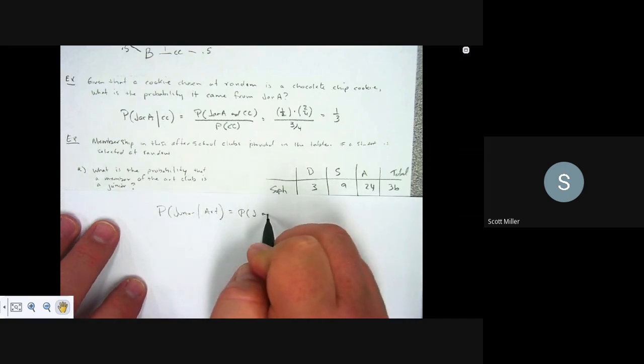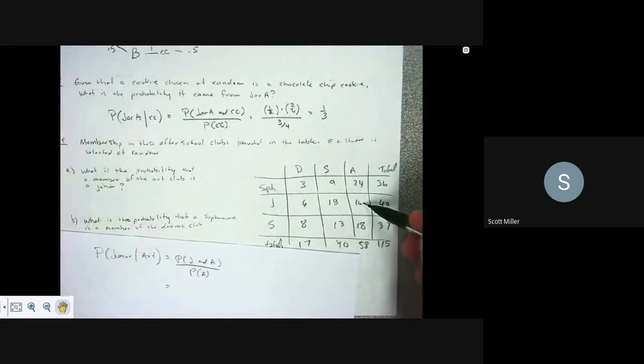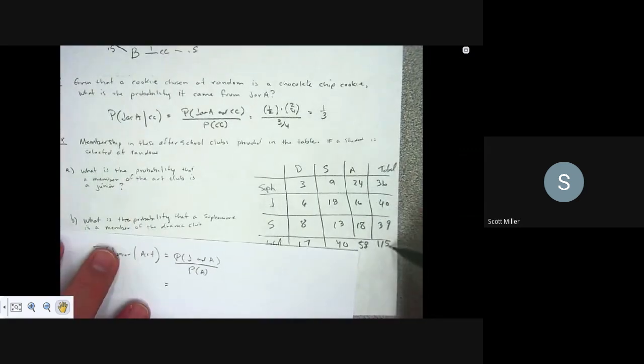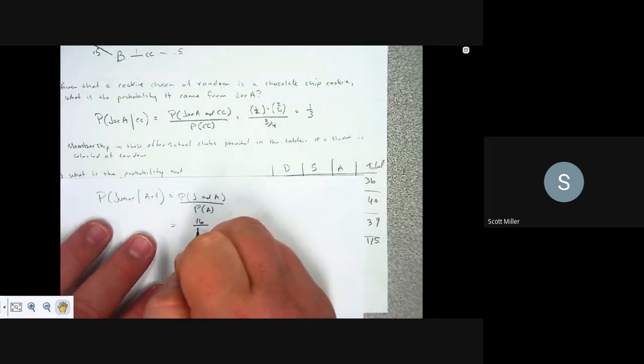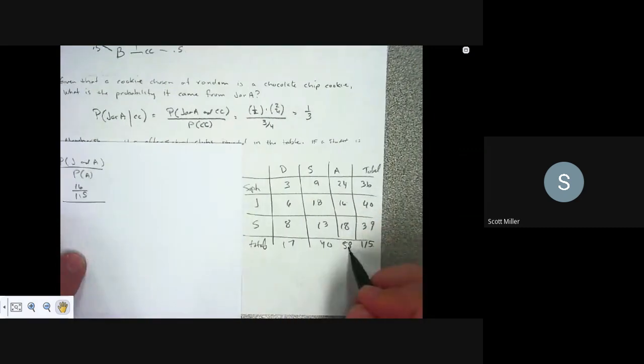So you can go right to that approach if you have all the information in the table. But what they're asking you to do also as a conditional is, what's the probability that it's a junior, given that they're in art? So that would be the probability that they are a junior and art, over the probability that they are in art. The probability that you are a junior and in art is 16 over 115 total students. And then the bottom one is, what's the probability that you're in art? Well, there's 58 art students out of the 115.